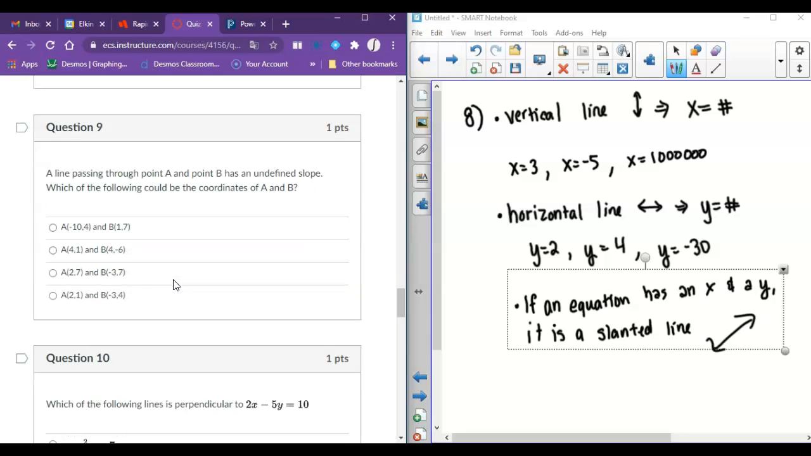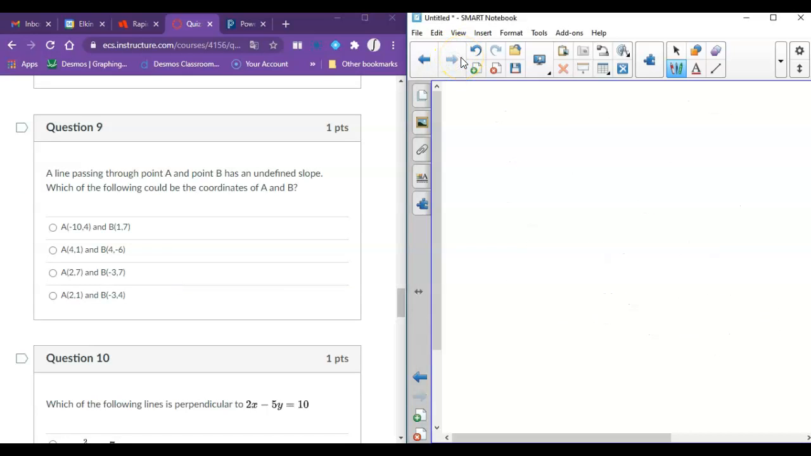For number 9, it tells us that a line passing through point A and point B has an undefined slope. Which of the following could be the coordinates of A and B? What we're looking for here is to use our slope formula, which is y2 minus y1 over x2 minus x1. And you pretty much just have to check out your answers here.